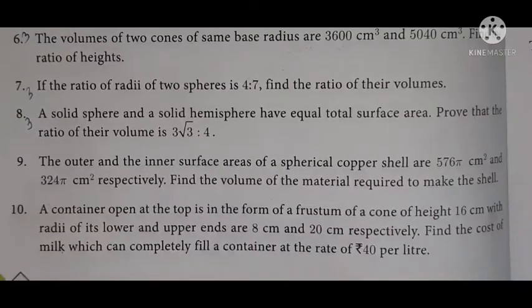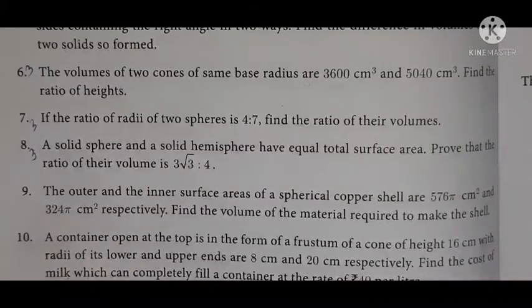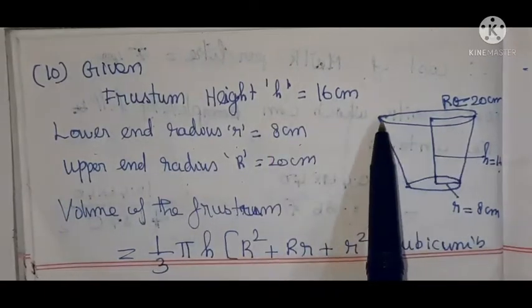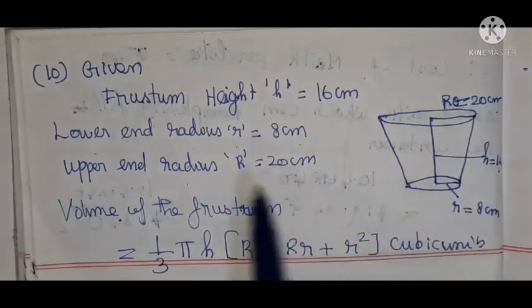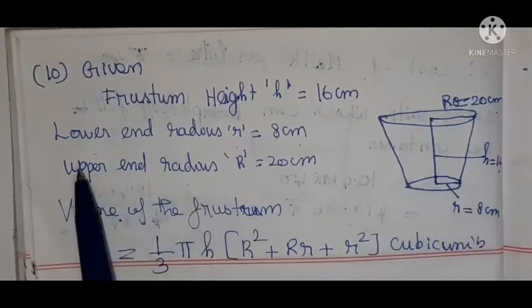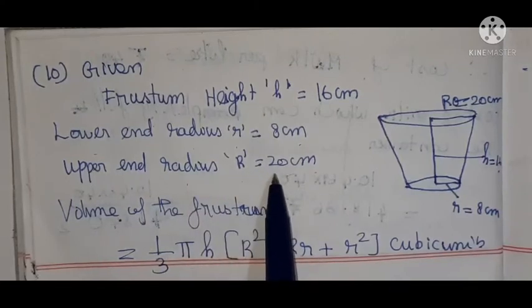To fill the container by milk at the rate of rupees 40 per liter. Find total cost of milk which can completely fill the container. Frustum height h is equal to 16 cm. Upper end is open, the radius is 20 cm. The lower end radius is 8 cm. Lower end radius small r is 8 cm. Upper end radius capital R is 20 cm.